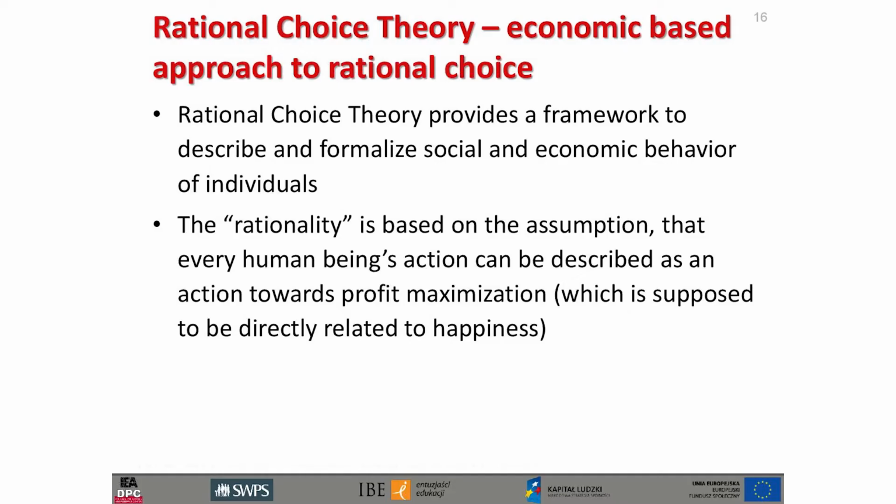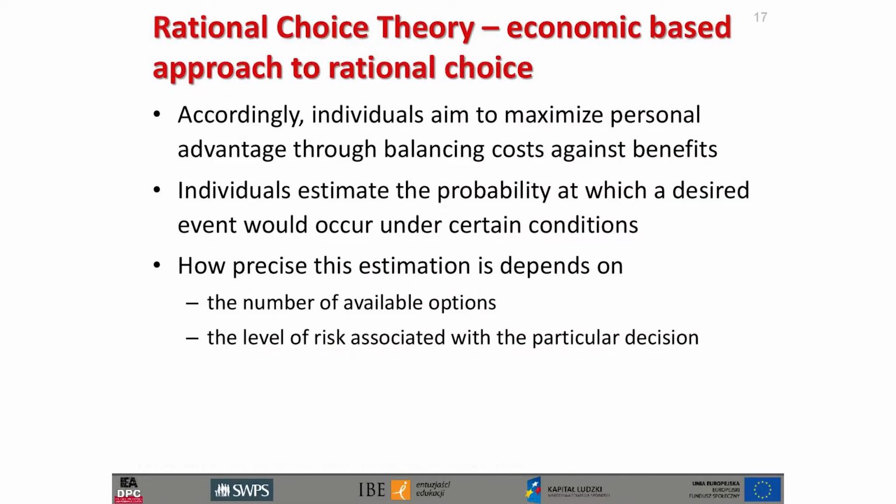So the rationality is based on the assumption that every human being's action can be described as an action towards profit maximization, which is supposed to be directly related to happiness. And as you see, there is a link between the accumulation of capital and profit maximization. So accordingly, individuals aim to maximize personal advantage through balancing costs and benefits. And this theory assumes that the same is done in terms of educational decisions. Individuals estimate the probability at which a desired event would occur under certain conditions.